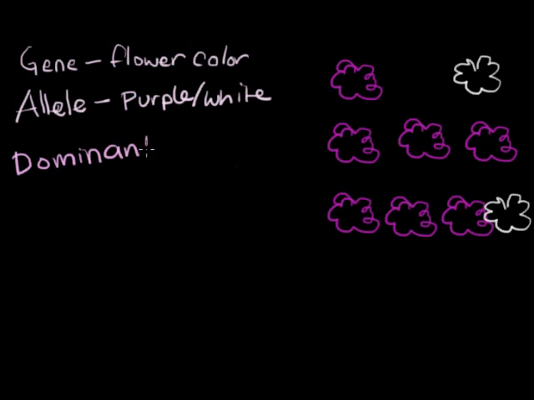So there was one trait that was dominant. It was masking the effects of the other one. And the other one was recessive. The recessive trait, for whatever reason, is being masked by the dominant trait. So in these purple flowers, the purple trait is masking the white trait that was passed down by the parent.